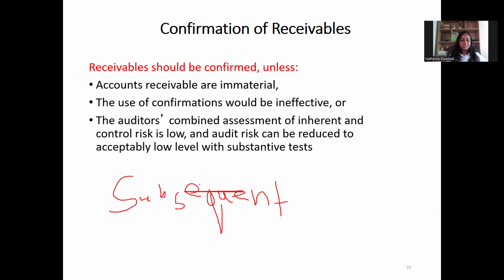You can't do confirmations. You can't call confirmations. You can't check the subsequent settlements because there are none. So now you can originally check the invoice. You can see, okay, whether there are invoices equal to 100,000. So you can check the invoices.